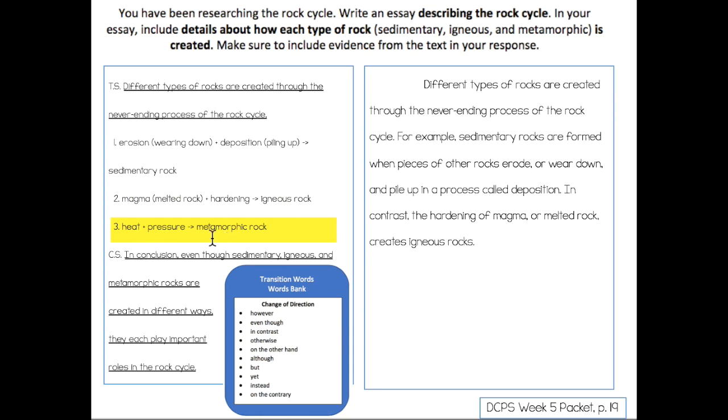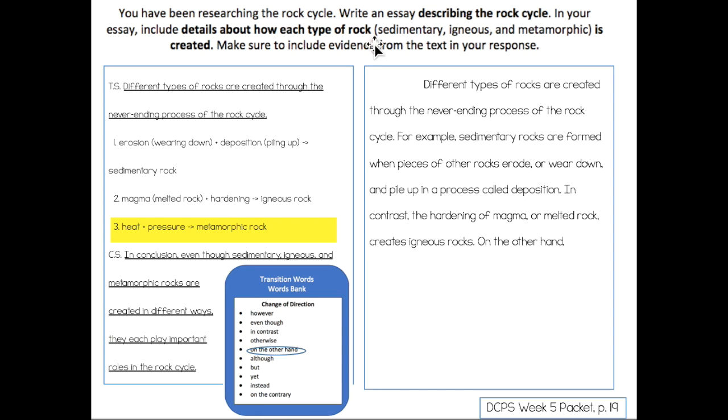So for this detail, we're talking about the formation of metamorphic rock. So we were talking about igneous. Now we're changing direction to discuss metamorphic rock, which means this is a perfect time to use our word bank. We are able to change direction to discuss our third rock type. For my example, I chose on the other hand as my transition phrase. So you can see I added it here and have my comma afterwards.